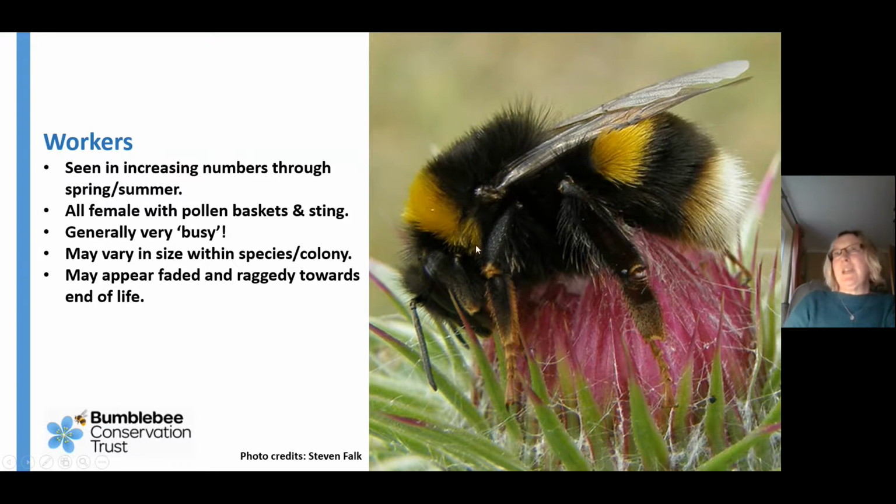And towards the end of their life, they might appear very faded and raggedy because they have worked so hard and they get quite battered. They can often lose their hair as they're going in and out of the nest and have a bald spot there on the thorax, and they can often lose their colour or get raggedy wings. So yeah, the workers are very interesting to observe because they are so busy and have quite a lot of different types of behaviour.